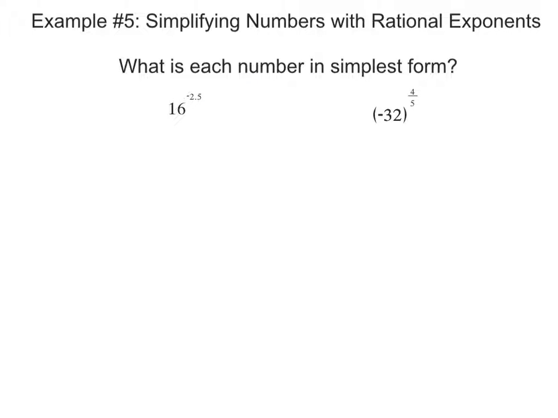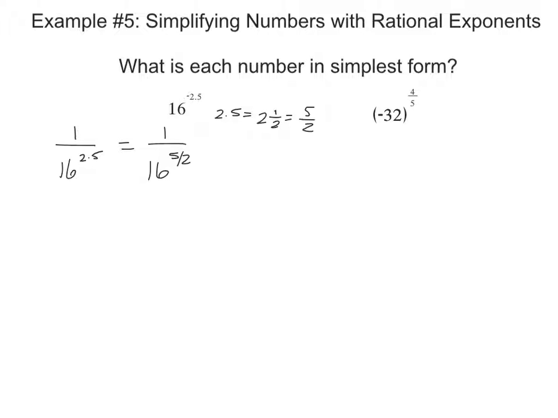Okay, so the first way to make this positive is that you have to say 1 over 16 to now the positive 2.5. Okay, and then 2.5, I'm going to do this out to the side. 2.5 is really 2 1/2, right? And so to make that improper, 2 times 2 is 4 plus 1 is 5, so that's 5/2. So this is really 1 over 16 to the 5/2.